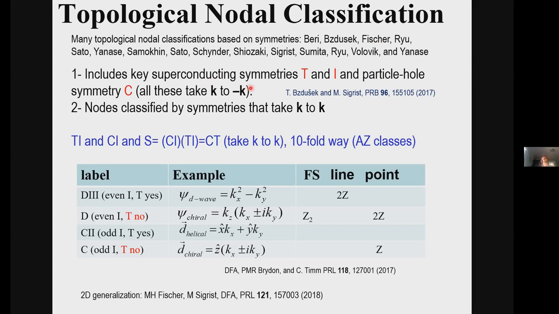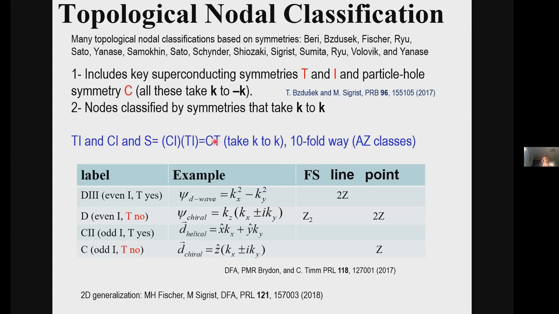And it turns out amongst these authors, there is a paper by Thomas Bzdušek and Manfred Sigrist that included exactly these three symmetries and carried out a classification of nodes based on this. The key point in this is that time reversal, inversion, and charge conjugation all take momentum to minus momentum, k to minus k. But if we want to classify nodes and momentum states topologically, we want to actually have symmetries that take momentum k to k. And so that means we want to look at products of these symmetries, time reversal, inversion, and charge conjugation. And the relevant products then are time reversal times inversion, charge conjugation times inversion, and charge conjugation times time reversal symmetry.